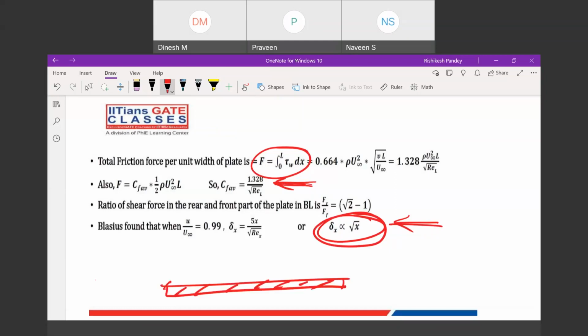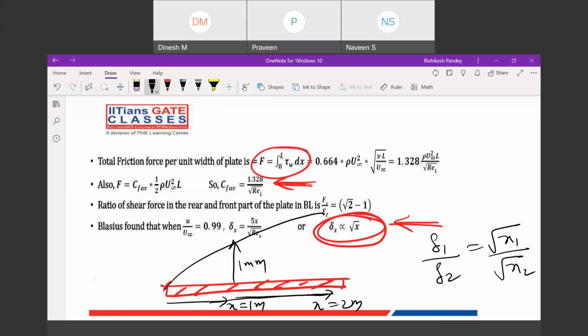They can give you like this. If this is my boundary layer, let's say at x equals 1 meter, boundary layer thickness is 1 mm. Now what will be the boundary layer thickness at x equals 2 meter? So you know delta x is proportional to root over x. So delta 1 by delta 2 equals root over x1 by root over x2. Delta 1 is 1 mm, divided by delta 2, which you have to calculate, equals root over x1, x1 is 1 meter, and this is root over 2. So from here you can calculate your delta 2. Like this they can ask.